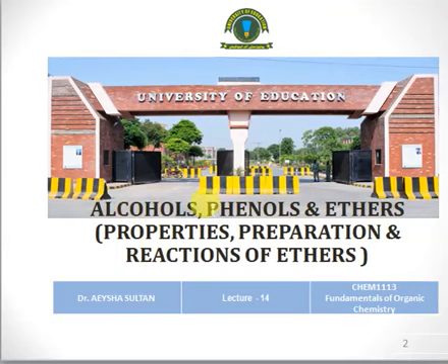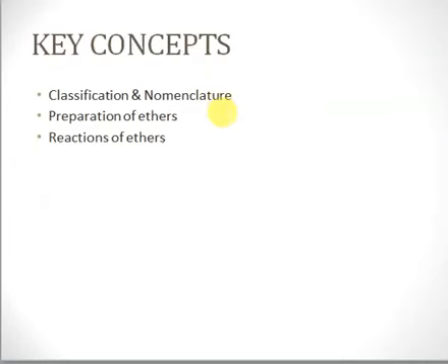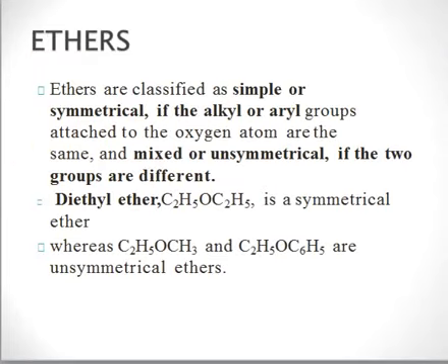In case of phenols, we have an aromatic ring attached to an OH group, right? While in case of ether, we have an oxygen, and on both sides we have an alkyl group or aromatic ring. So today we will discuss the properties, preparation, and reactions of ethers. The key concepts are how we classify ethers, briefly the nomenclature of this functional group, how we prepare this functional group, and the reactions of ethers.